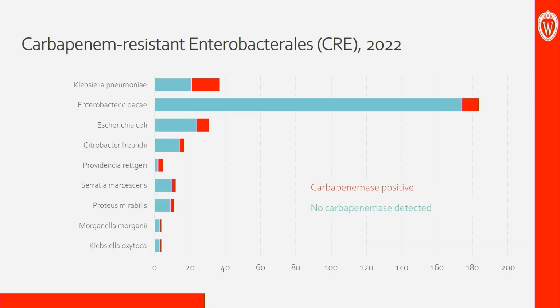Of the species we're testing, Klebsiella pneumoniae has the most carbapenemases in it. It's a little under half of them. The majority of what we test is Enterobacter cloacae, but those aren't as commonly carbapenemase producing. And then we see a lot of E. coli. Those are the big three of CRE. A lot of states only test those three, but we really look for any Enterobacterales, and so we have seen some carbapenemases in Citrobacter freundii, Providencia rettgeri, Serratia marcescens, Proteus mirabilis, Morganella morganii, and Klebsiella oxytoca.